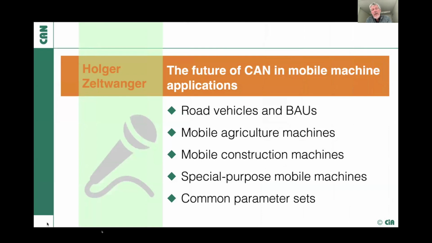The future of CAN in mobile machine applications. We will look into road vehicles and body application units. We will look to mobile agriculture machines, mobile construction machines, special purpose mobile machines. And then I will introduce something called the common parameter sets, how we could improve the standardization.